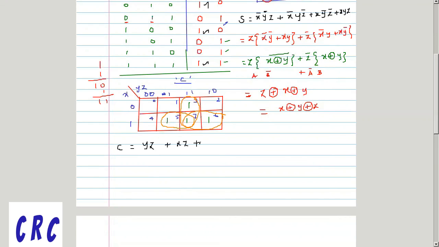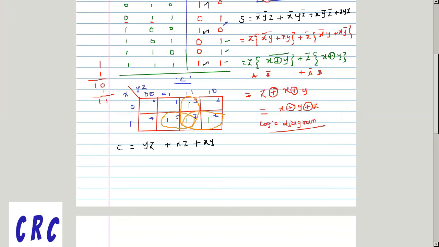Come to the group with the elements 6 and 7. There also the row element is X, and for the column you consider 3 and 4. In that, Y is constant. That's it. Now, as per the design procedure of a combinational circuit, the last step is drawing the logic diagram.